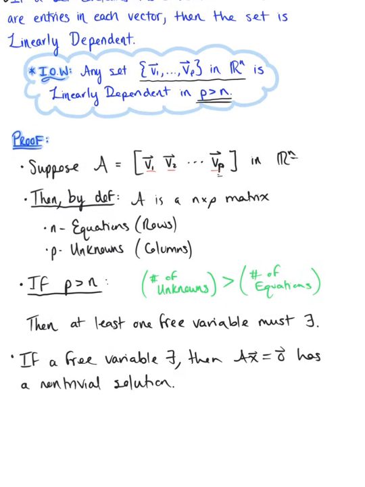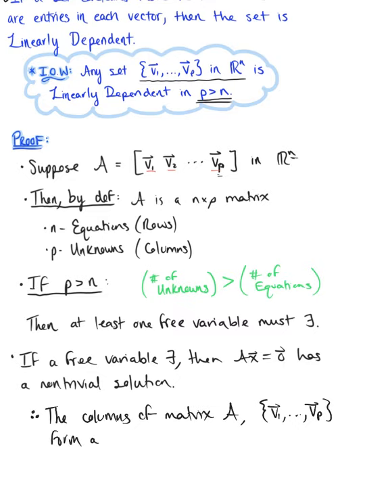So you can make our final statement and say, therefore, by definition, the columns of matrix A, so the set of vectors v sub 1 all the way to v sub p, form a linearly dependent set by definition. Oops, we did it! Woohoo! And that is the end of our proof.